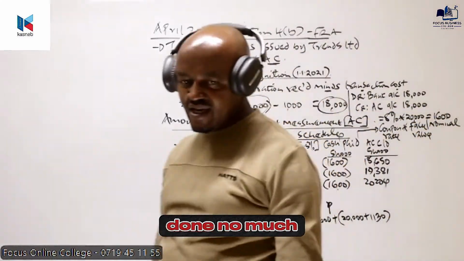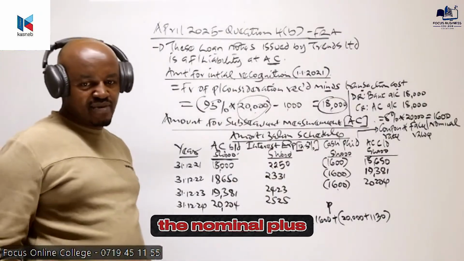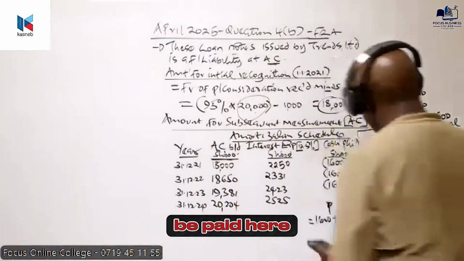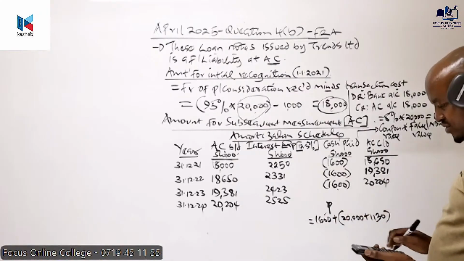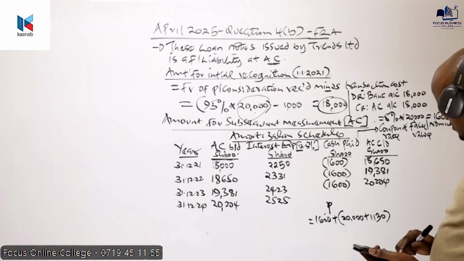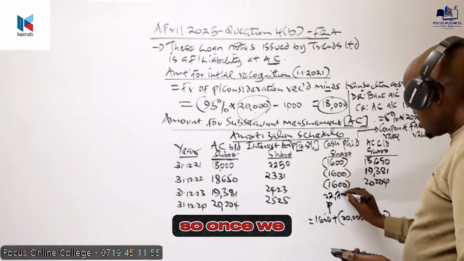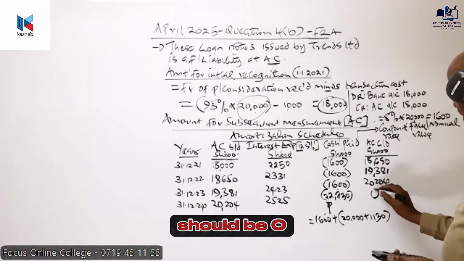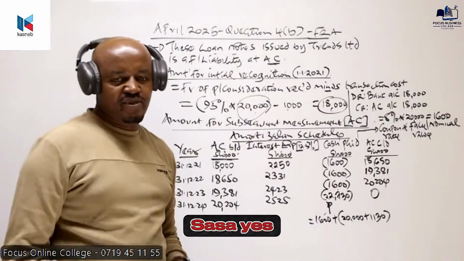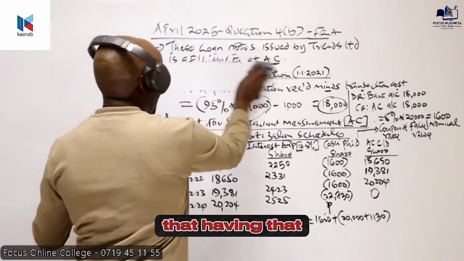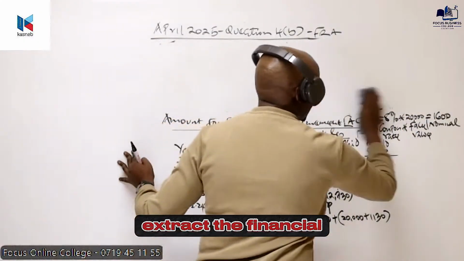Is there any difference with the other question which you have done? Not much difference, because even in the other question we had a premium. We have taken the nominal plus what? Plus the premium. The amount to be paid here, therefore, will be the coupon payment plus the capital repayment. And basically this will give us 22,730. So once we compute this one, basically that one should be 0. Now, having that, we now need to prepare the financial statement extract.